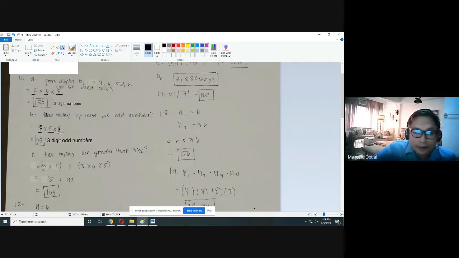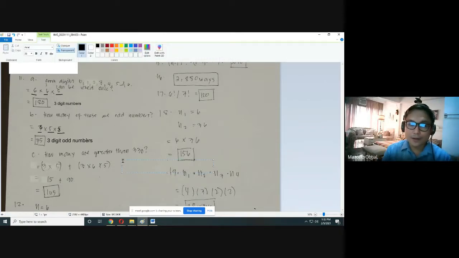Merong pwedeng mag-explain sa klase, I will give additional 10 points for the quiz, or willing to explain, letter C please. Bakit ganito yung solution natin? Wala, walang may gusto 10 points? The answer is correct. 105. Walang gusto? Mahirap talaga letter C? Sige, ako na lang ha. Okay.